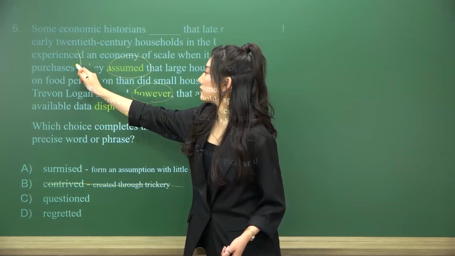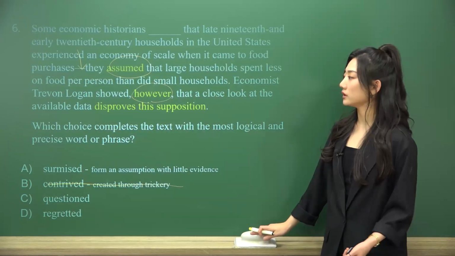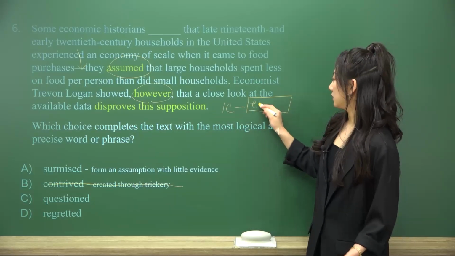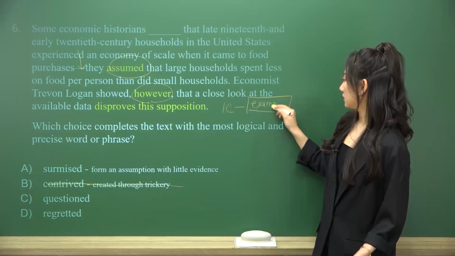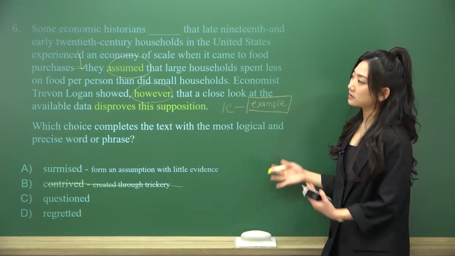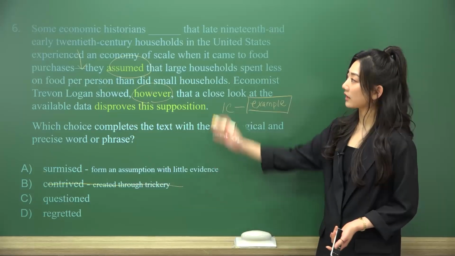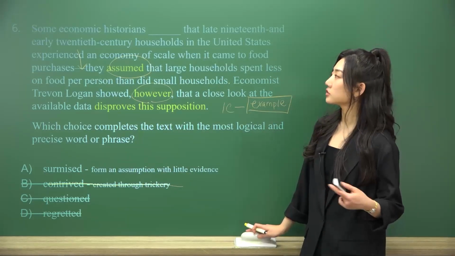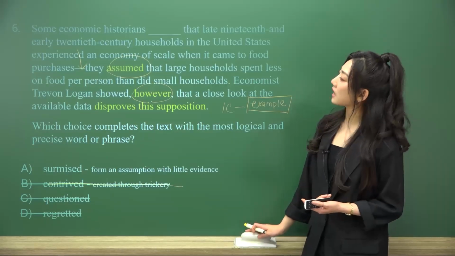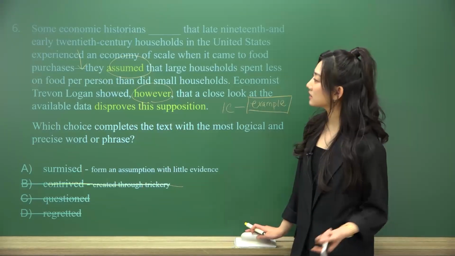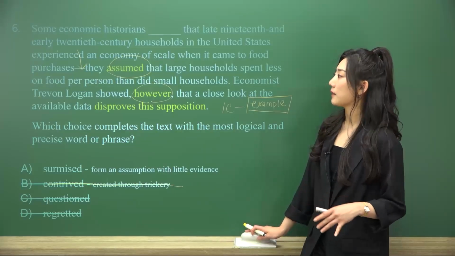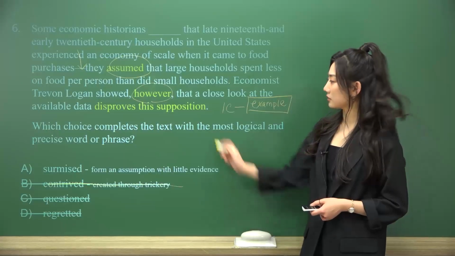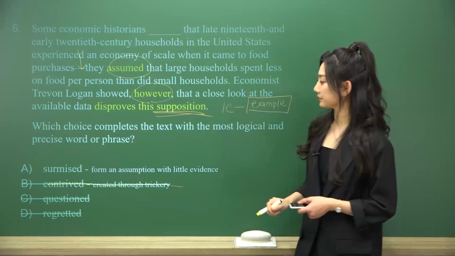So here the dash functions really similarly to a colon. Here it's IC dash example. So if the example states that they assumed previously, that means that our answer should also be assumed. A, some economic historians surmised that late 19th and early 20th century households in the United States experienced an economy of scale when it came to food purchases. They assumed blank, like that. Okay, and then also they say supposition down here as well.